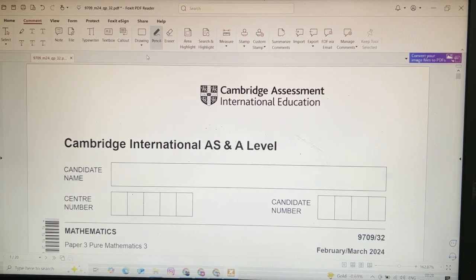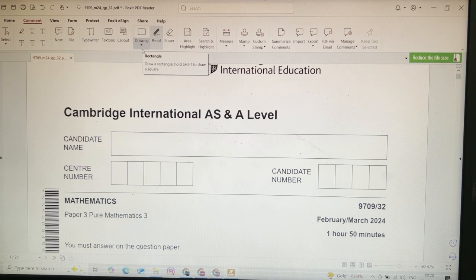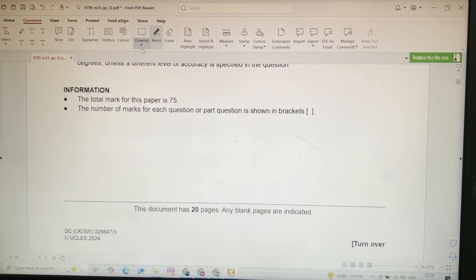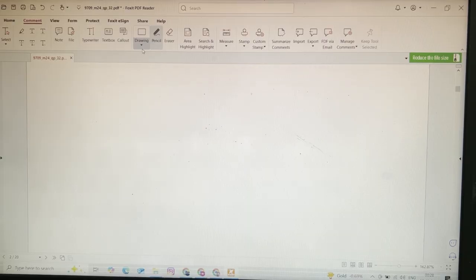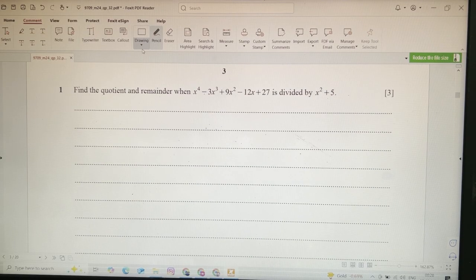In this video, we'll be doing Feb March 2024 paper 3-2. Its first question is, find the quotient and remainder when x to the power 4 minus 3x cube plus 9x square minus 12x plus 27 is divided by x square plus 5. So in this case, we should do the long division method.